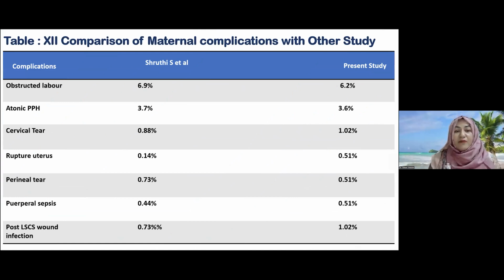Table 13, comparison of maternal complications with other studies. Here, the most important maternal complications, obstructed labor and atonic PPH, in my study were 6.2% and 3.6%, and the other complications are also comparable and near to the complications in the study of Shruti S. et al.